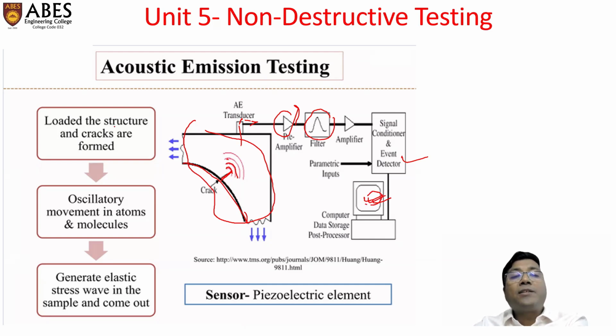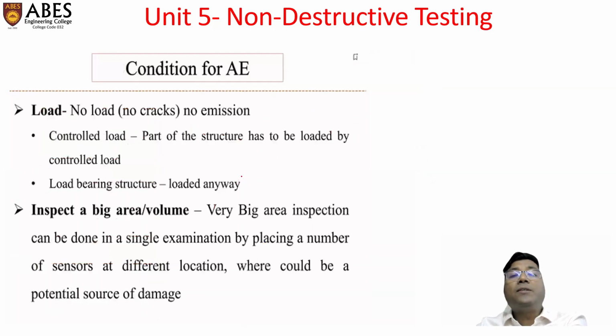So here two, three conditions must be met. First is the loaded structure and cracks are formed. The structure must be loaded. Unloaded or structure having no stress will not cause any acoustic emission, and no analysis of any crack previously formed, and it cannot be detected. Similarly, the oscillatory movement in atoms and molecules happens due to the loading of the structure and also generates the elastic stress wave in the sample and comes out. So this is a typical setup of acoustic emission testing.